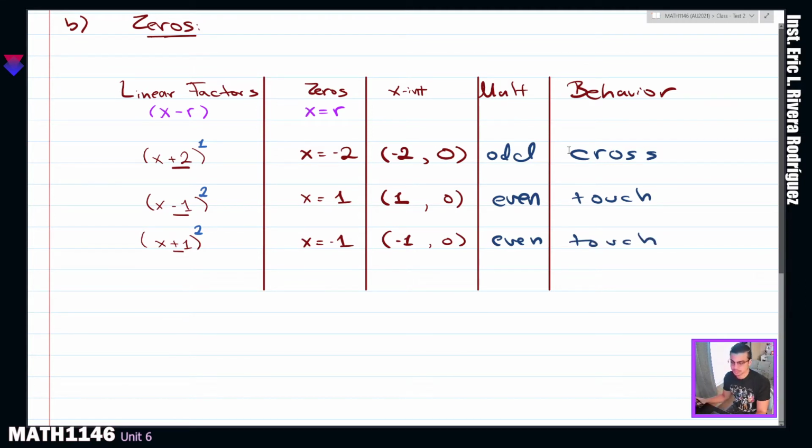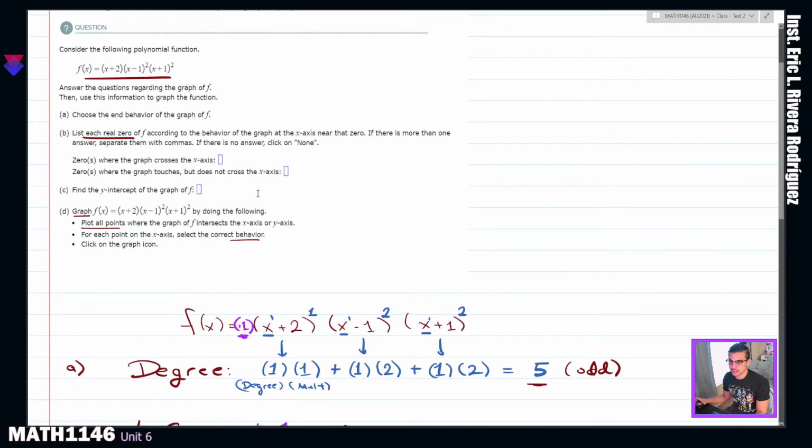Okay. The way you answer in Alex is by listing the zeros that cross the graph. So that's the ones with odd multiplicity, and the zero where the graph touches but does not cross the x-axis. That means the zero with even multiplicity.